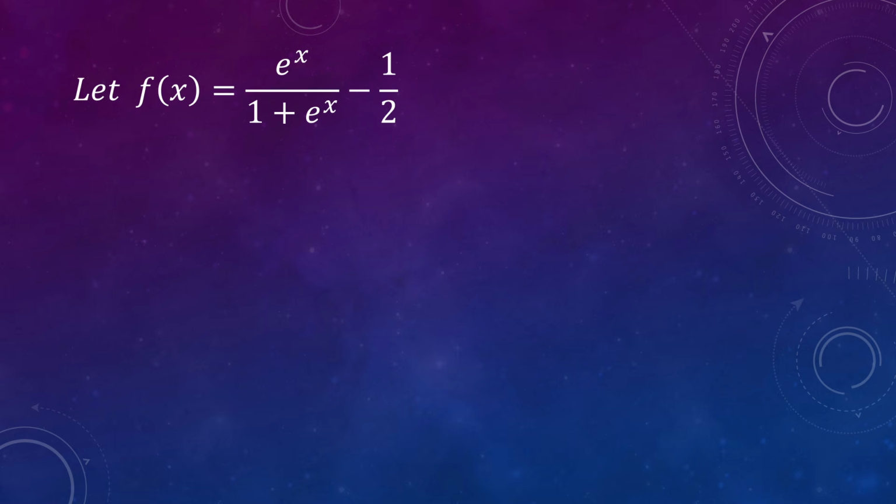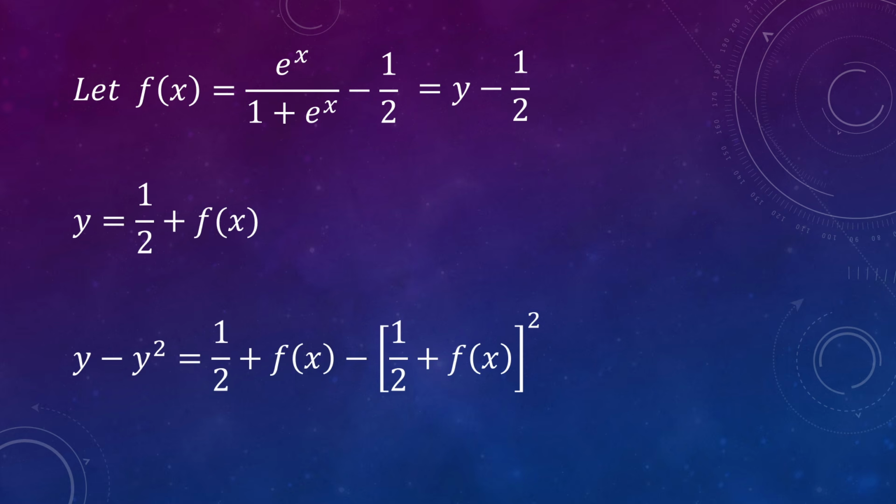Now, let us take f of x as equal to e raised to x over 1 plus e raised to x minus 1 over 2, which will be equal to y minus 1 over 2. So, y will be equal to 1 over 2 plus f of x. So, y minus y square will equal 1 over 2 plus f of x minus square of 1 over 2 plus f of x.